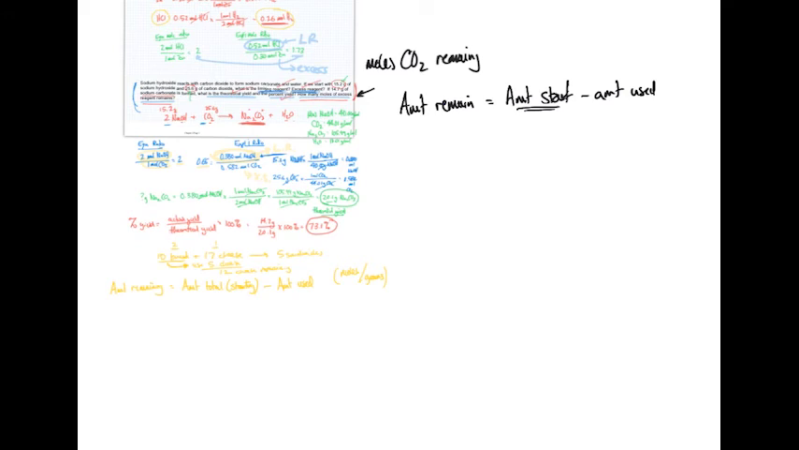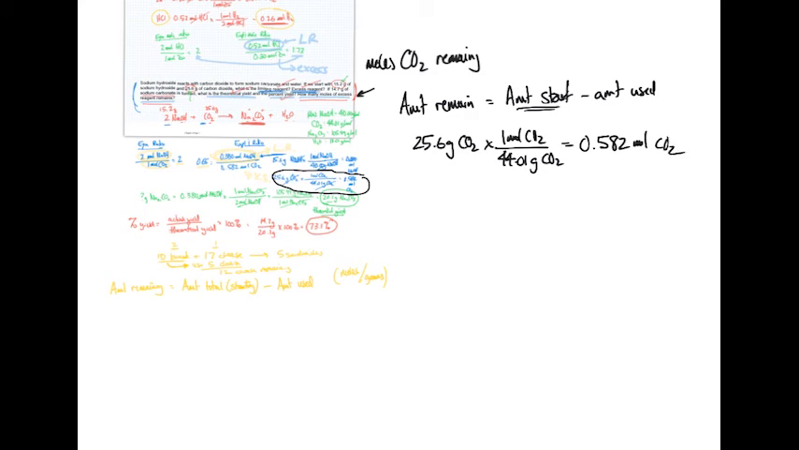Amount start will be given in the problem, and that is this guy right here. It's kind of small, I've shrunk it down. It's my 25.6 grams of CO2 times 1 mole CO2 for every 44.01 grams CO2 equals 0.582 moles CO2. Okay, that's my starting amount.